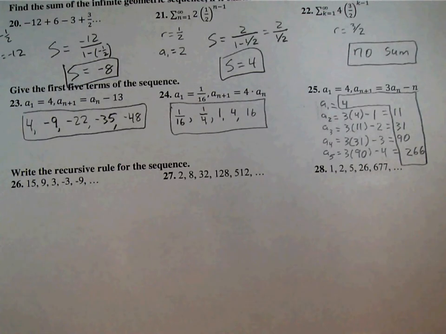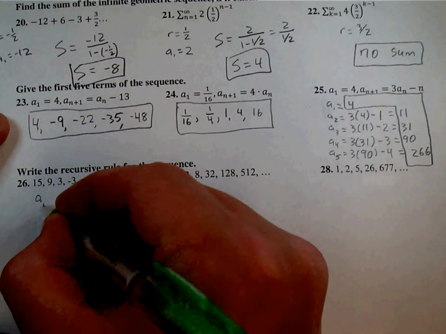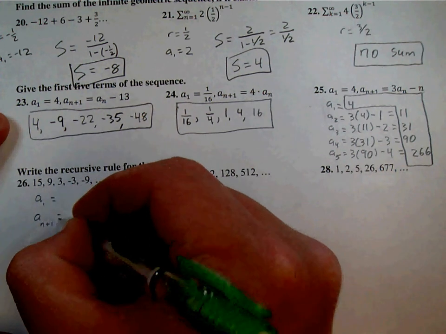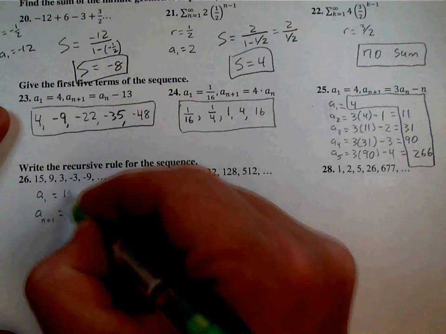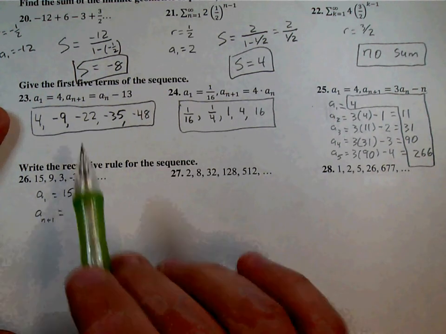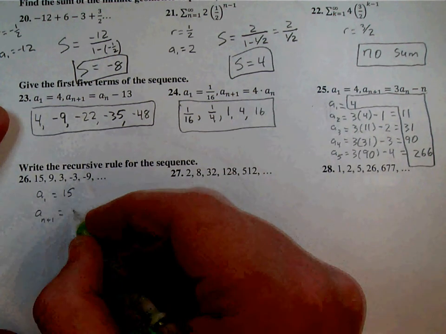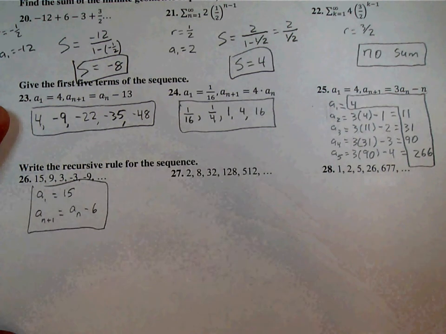All right, now down to this bottom section, we have to write the recursive rule. Recursive rule requires 2 things, a sub 1 and a sub n plus 1. Don't forget the a sub 1 part. That's the easy part. We see the first term is 15. Write it down. That's where it starts. Then what do I do? Looks like I'm subtracting 6 over and over again. So I'm taking the a sub n and I subtract 6 from it. And there's my recursive rule.